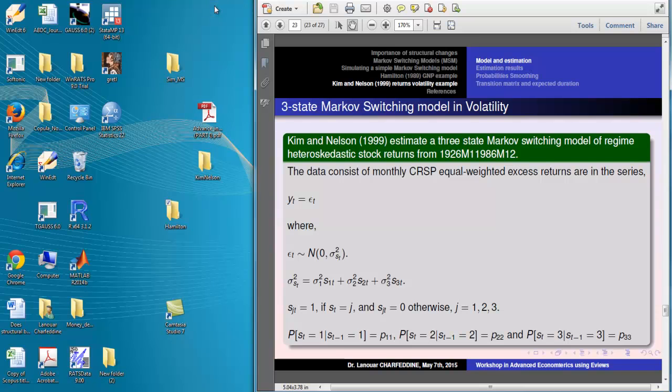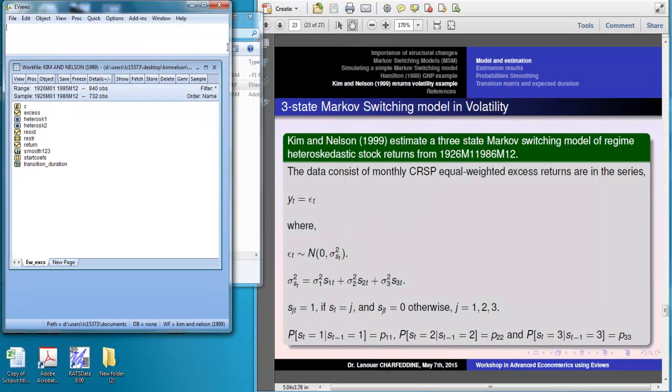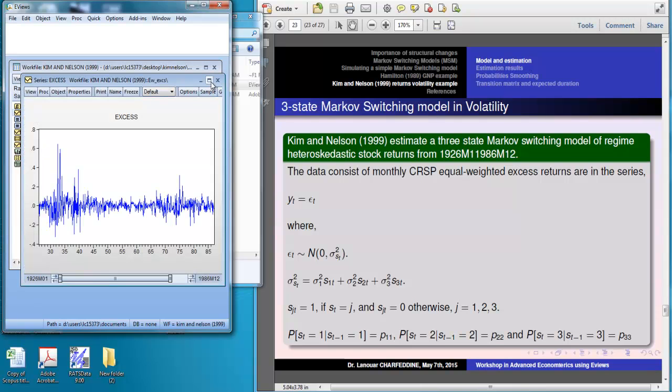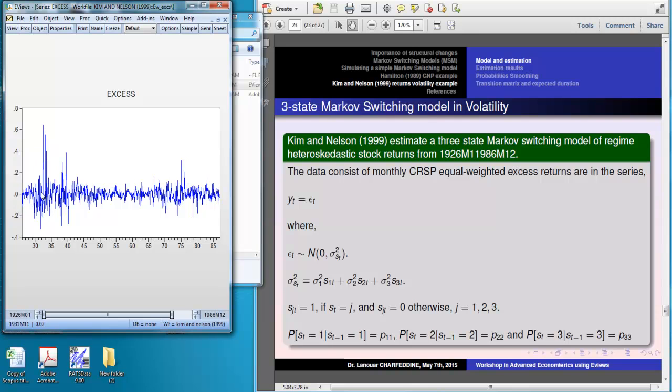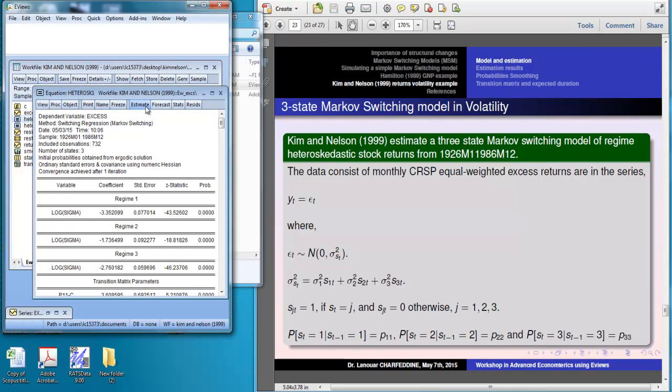I go to this example, Kim and Nelson, estimate, and here you can see the time series. We have high volatility here, also here, and small volatility here, and here it is medium volatility. It means that we have an idea from the trajectory of the time series, and we want to estimate a Markov switching model. If we look at the mean, it is about 0. We don't have switching in the mean, but in the variance.